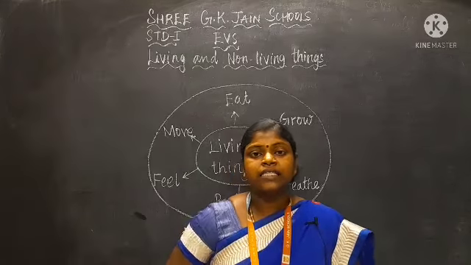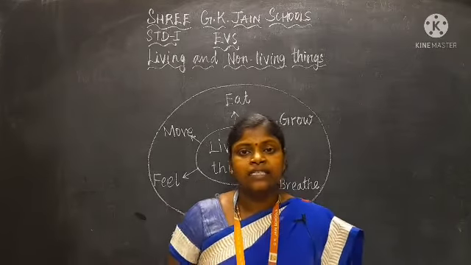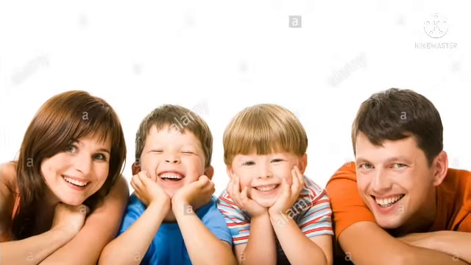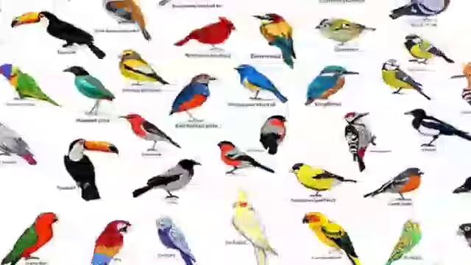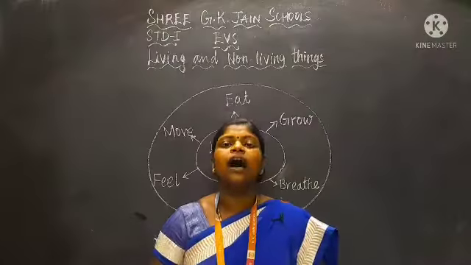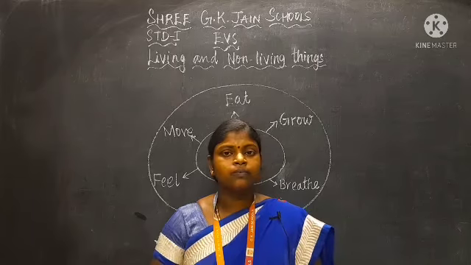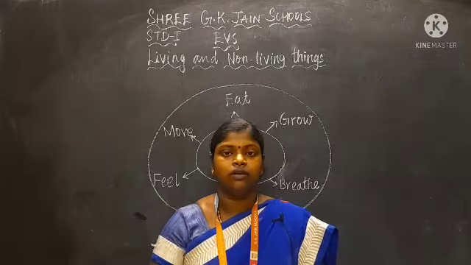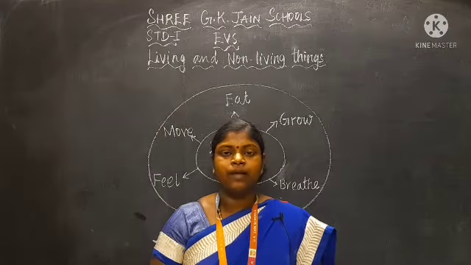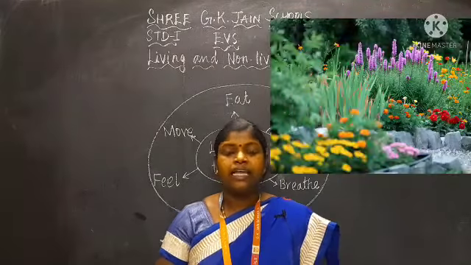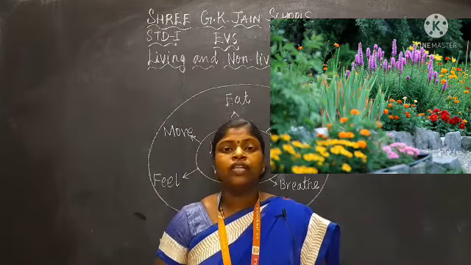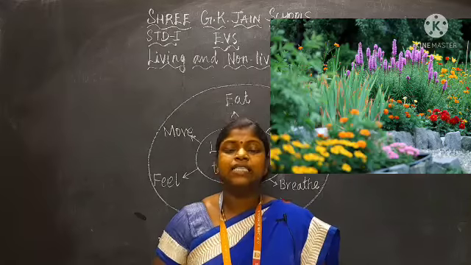So, what are the characteristics of living things? Living things are human beings, animals, birds, insects, plants. These all come under living things. How? Because these things need food to live. For example, a tree needs water, sunlight, soil and air. So, for the growth of the plant, these things are very essential.